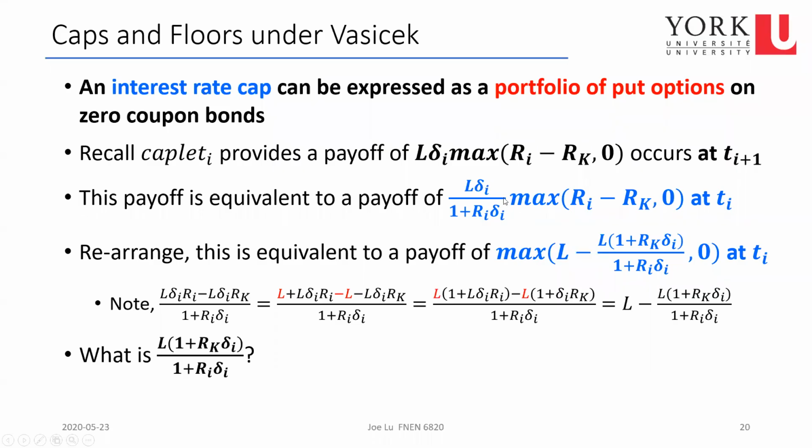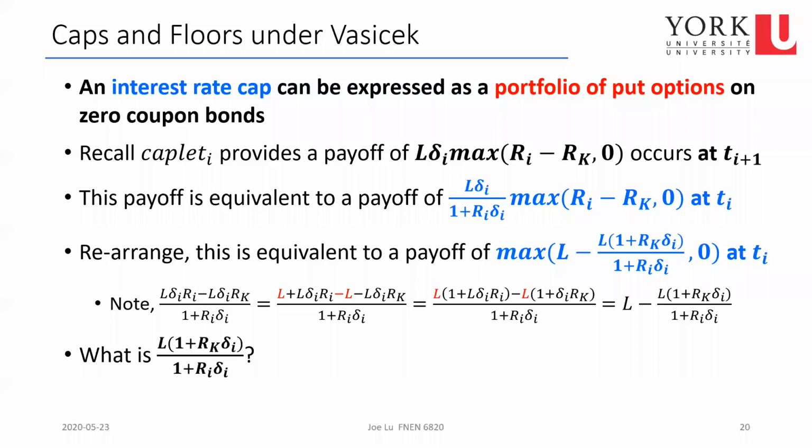Now let's take a look at how we can price caps and floors under the Vasicek model. Essentially, we still just going to price a caplet and a floorlet. Once we're able to price a caplet and floorlet, a cap is just a collection of caplets, and a floor is just a collection of floorlets. So then we're able to price caps and floors.